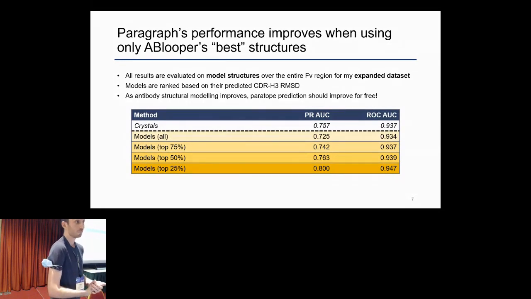And this is really great for right now because it can act as a proxy for paratope prediction accuracy. If we have good models, we probably have good paratope prediction. And it's also good looking to the future, because as antibody structural modeling continues to improve, we'll continue to get improved paratope prediction performance for free.